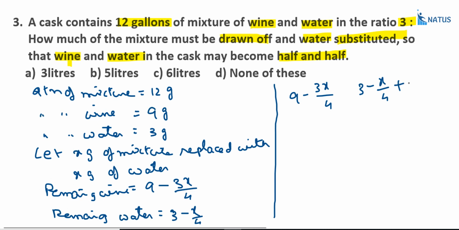Now, how much water should be added? That is equal to x or not. Now, what is the quantity? Both quantities are same, right? Now, this is equal to 9 minus 3x by 4 equals 3 minus x by 4 plus x, right? So, 6 is equal to 3x by 4 minus x by 4 plus x.